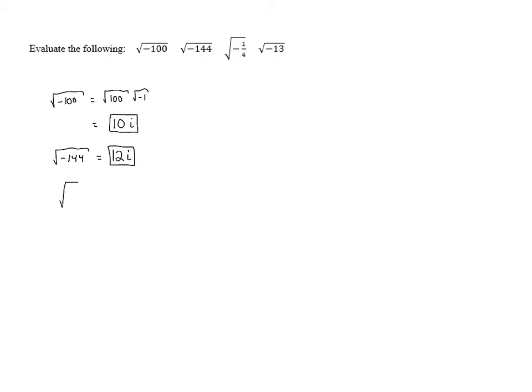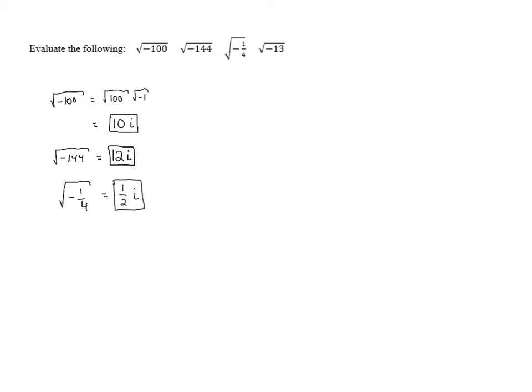Let's do the next one, the square root of negative 1/4. We know that because we're taking the square root of a negative, that's going to become an i, and we'll have an imaginary number. Now we just need to take the square root of 1/4. What can you multiply by itself to get 1/4? And the answer is 1/2. 1/2 times 1/2 is 1/4, so we end up with 1/2 i.